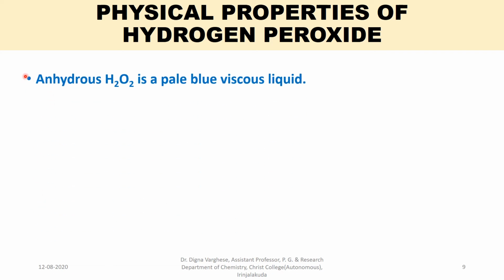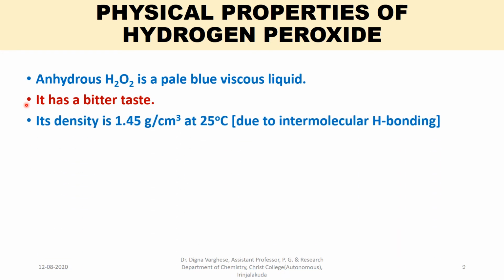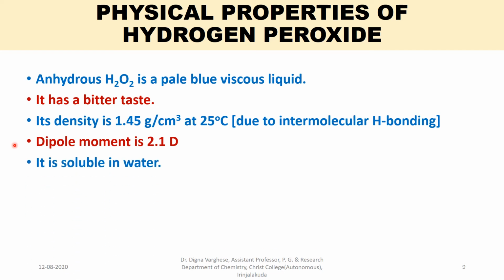Anhydrous hydrogen peroxide is a pale blue viscous liquid. It has a bitter taste. Its density is 1.45 gram per centimeter cube at 25 degrees Celsius. This high density is due to its intermolecular hydrogen bonding. The dipole moment of hydrogen peroxide is 2.1 D. It is soluble in water.